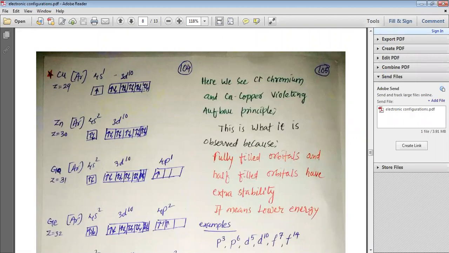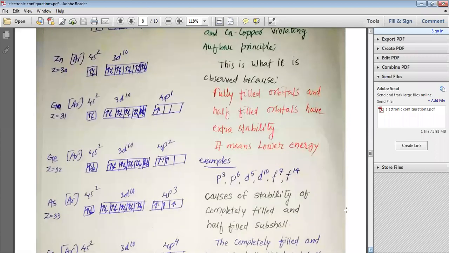As 3d10 is the completely filled electronic configuration, to stabilize it, the electron from 4s comes to 3d and 3d becomes 10. This 3d10 is very stable, and that is why the electronic configuration of copper is an exception, and this is how we understand the stability of completely filled and completely half-filled electronic configurations. Please remember the electronic configuration of copper, Z is equal to 29, is argon 4s1, 3d10. And then we have zinc, that is Z is equal to 30, which is argon 4s2, 3d10.